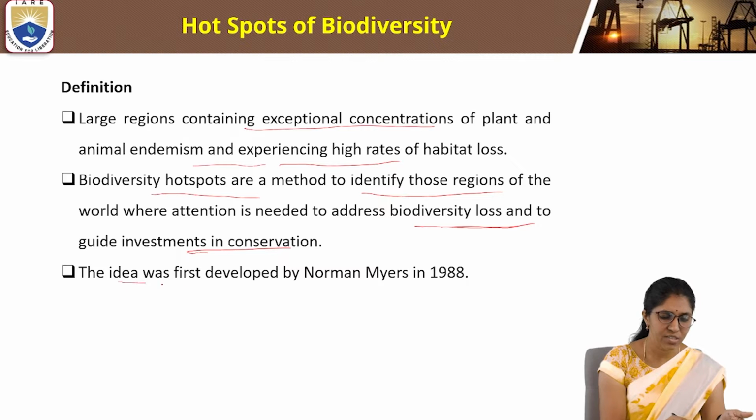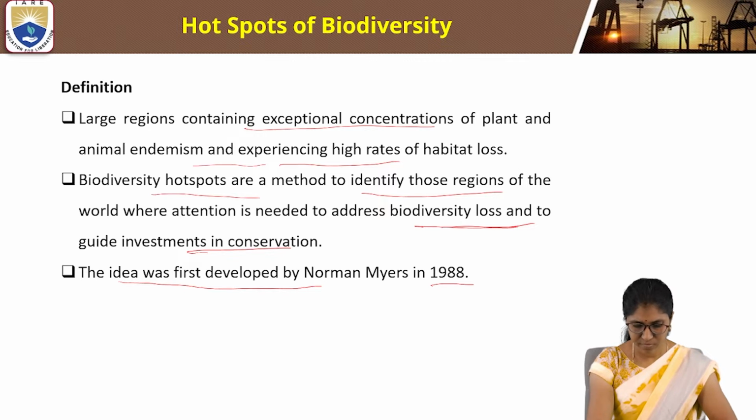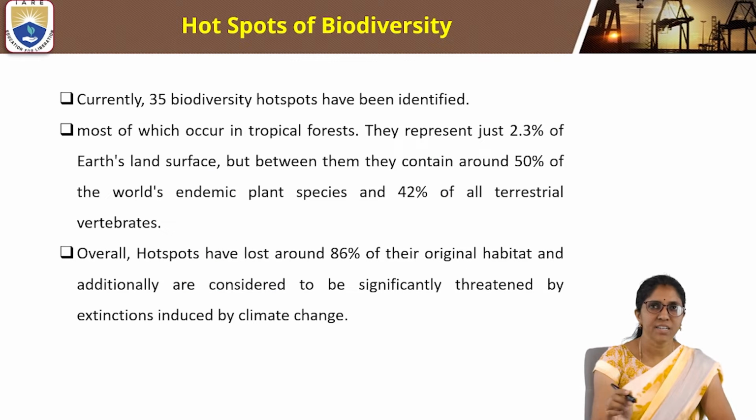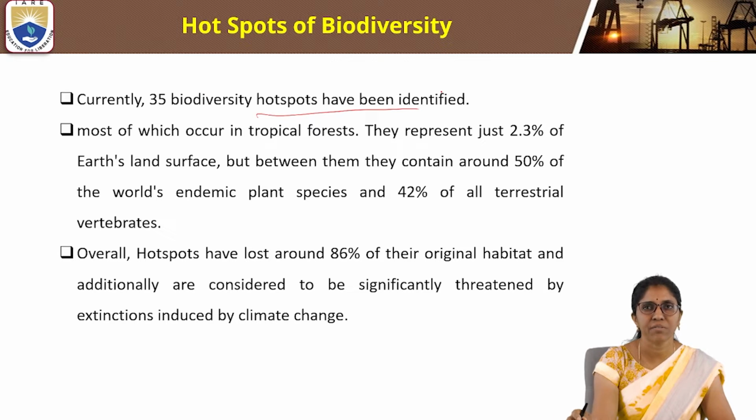The idea of hotspots of biodiversity was first developed by Norman Myers in 1988. Currently 35 biodiversity hotspots have been identified worldwide.